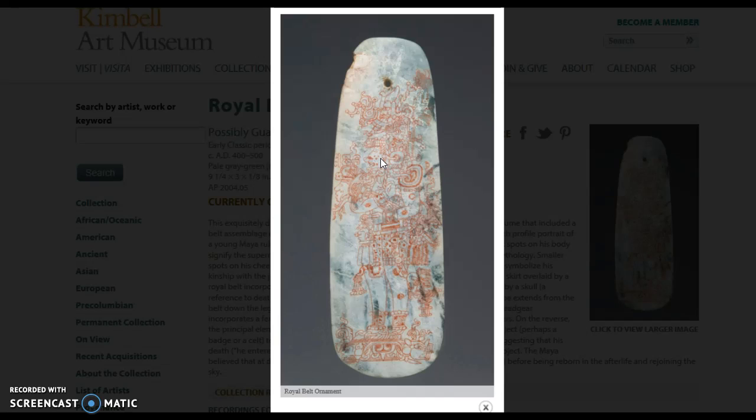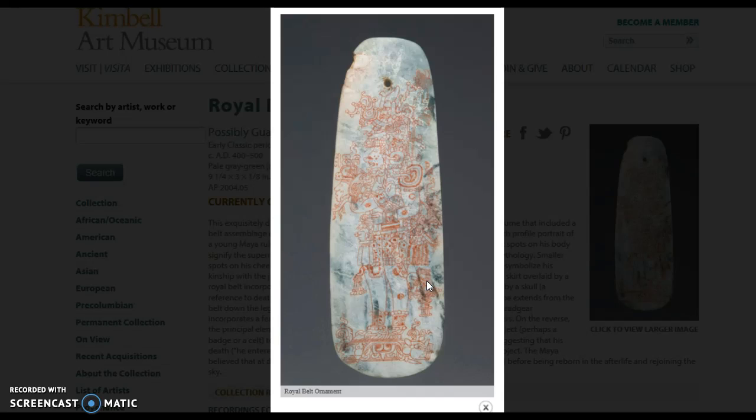A rope extends from the belt down to the leg and supports a small figure of a Chak, the rain god, right here. Actually, it's this one, sorry. The headgear that he's wearing has a skull, jade beads, a god mask, and symbols of other rulers in it.